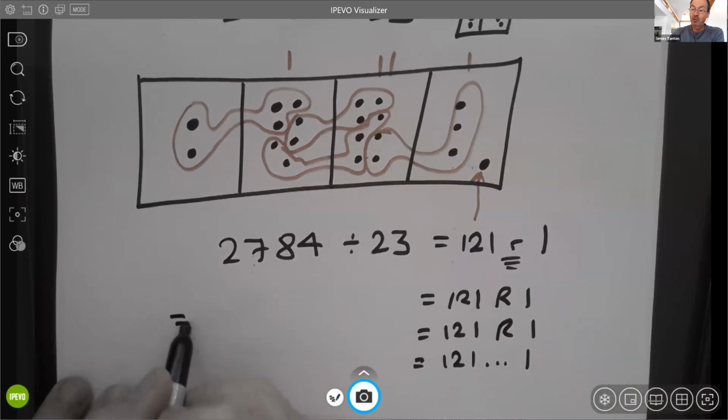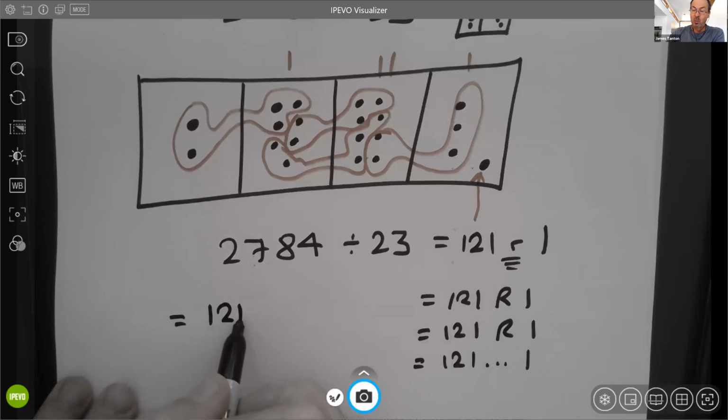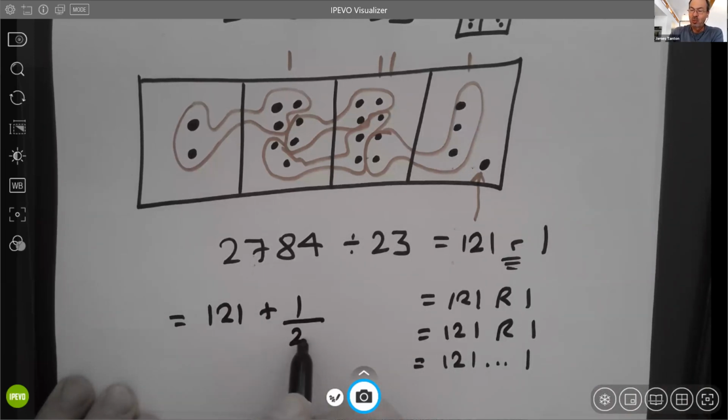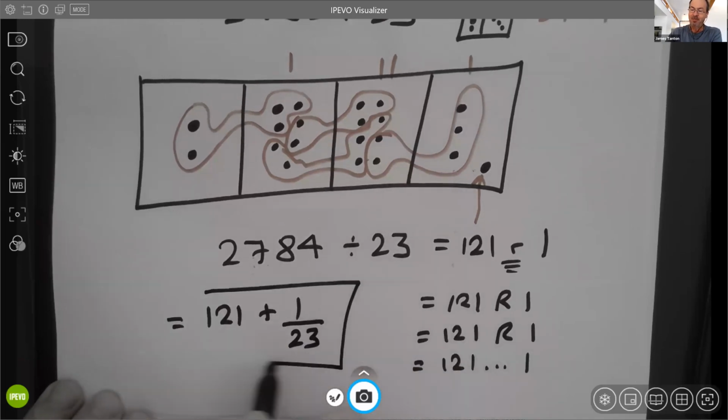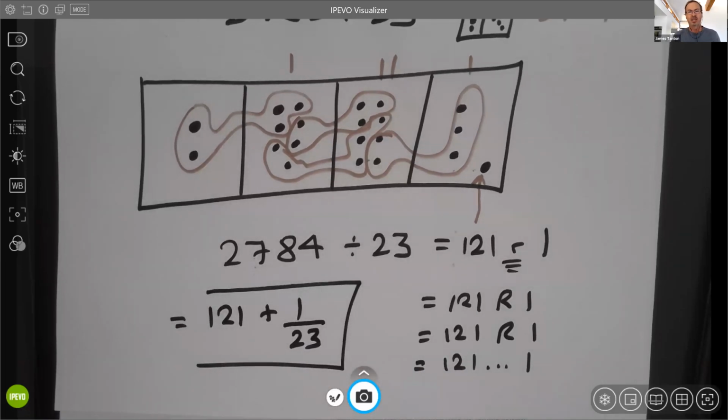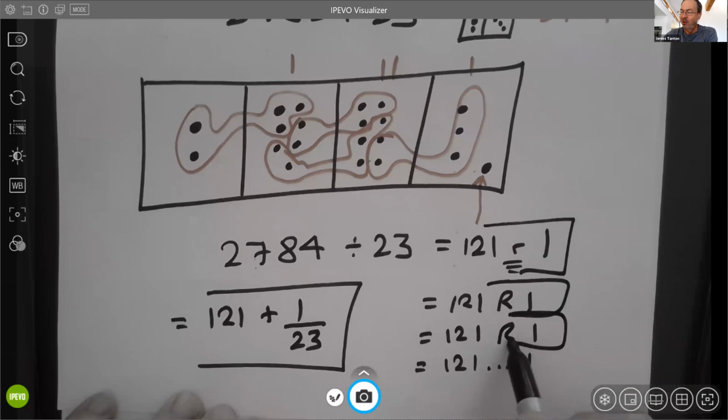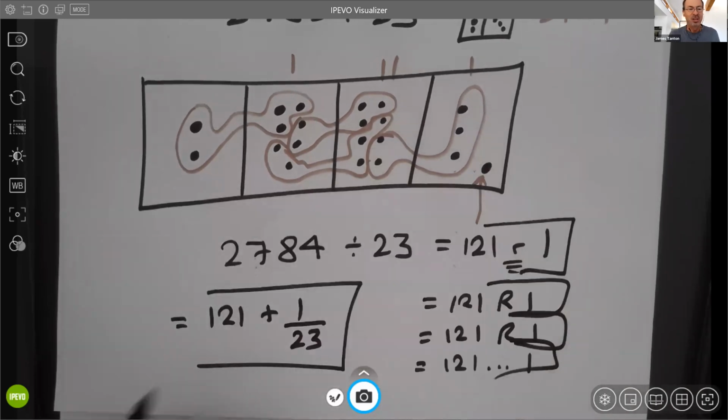The actual correct mathematical answer is 121 plus 1 more dot still waiting to be divided by 23. So that's the actual maths answer. It's 121 and 1/23. 1 dot still waiting to divide by 23. Either way, whatever style you like, there's definitely a remainder of 1. And if there are remainders in division, you will see them by this method. I love it. Okay, you guys are so brilliant.